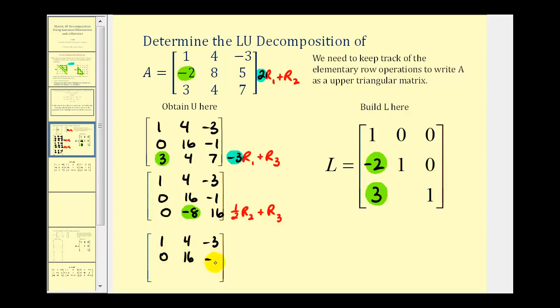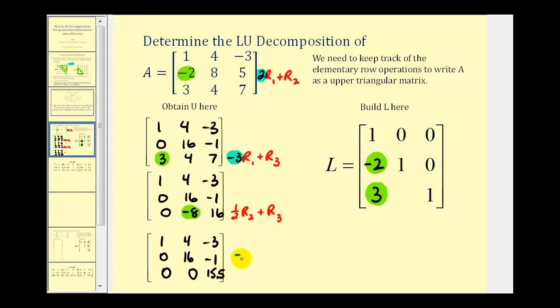1/2 times row 2 plus row 3. 1/2 times 0 plus 0 is still 0. 1/2 times 16 is 8. 8 plus negative 8 is 0. Now here we have 1/2 times negative 1, that's negative 1/2, plus 16, that would be 15.5.